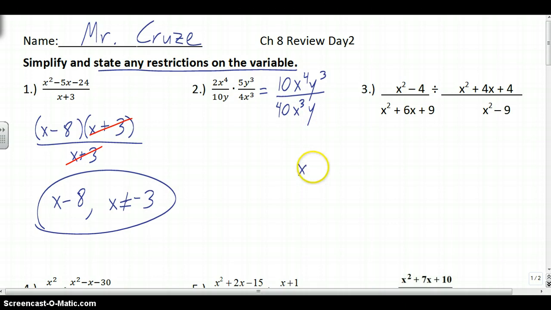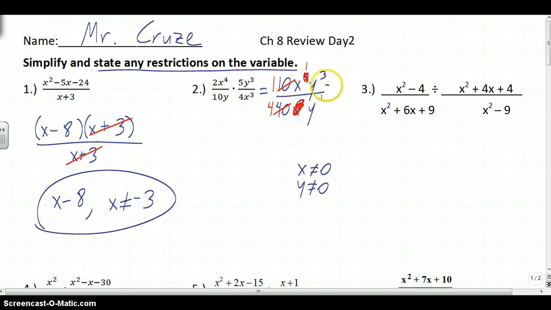Now, of course, x and y can't be 0 in this case, because if they were, that would make my denominator 0, and that cannot happen. The only other thing to check is what reduces. Well, 10 goes into itself once, and it goes into 40 4 times. X to the 4th, I have 4 of them in the numerator, and x to the 3rd, so I have 3 of them in the denominator. Well, that means 3 of them are going to cancel, leaving me with 1 in the numerator.